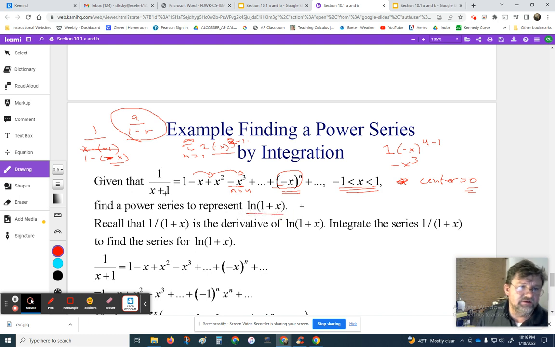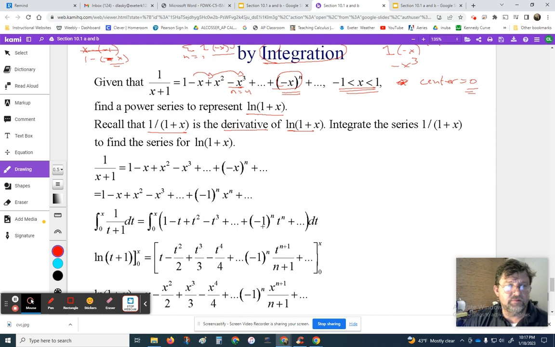And well, if we integrate these things, we're going to work backwards. And so that's what we got to recognize. That's why they say recall that 1 over 1 plus x is the derivative of the natural log of 1 plus x. So when we integrate the series, we'll find the series for the natural log of 1 plus x. So we're going to do integration now.